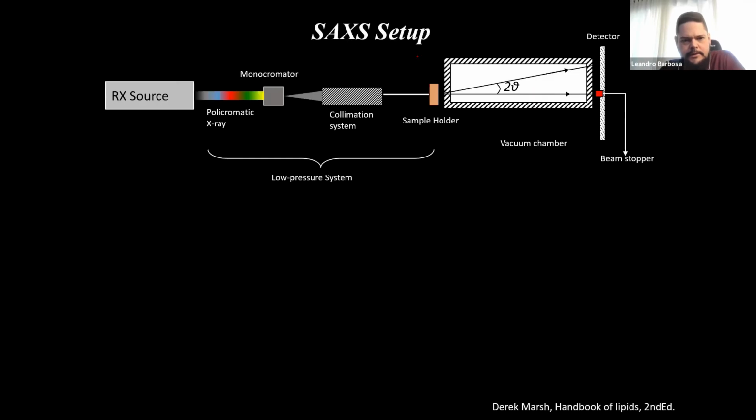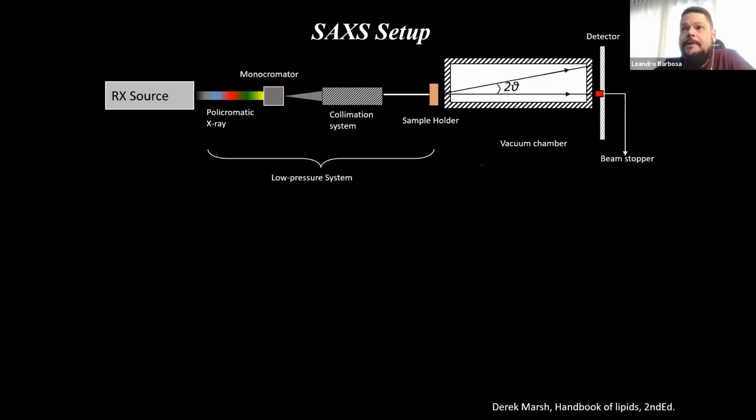So in other words, to make a schematization, here is the same thing, but in a schematic view. We have the X-ray source, which can be a conventional X-ray tube, as I just showed you, or even a synchrotron. Polychromatic X-rays come from this source. Then we have a monochromator, collimation system, and sample holder.